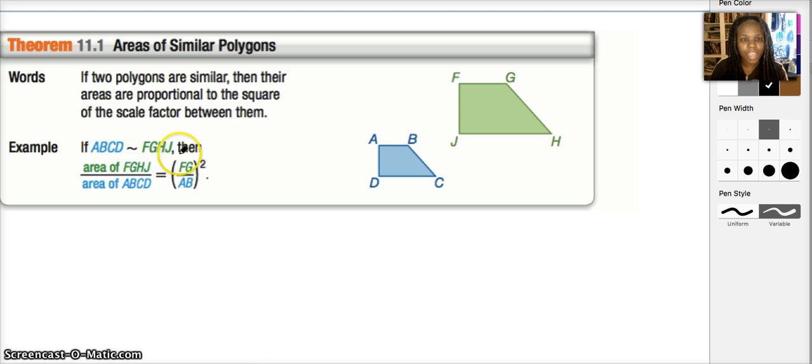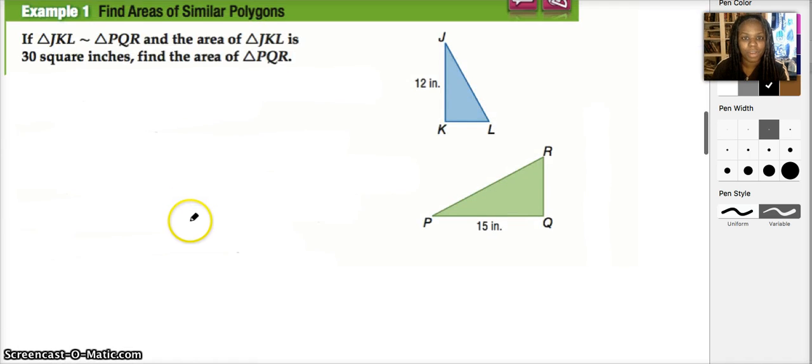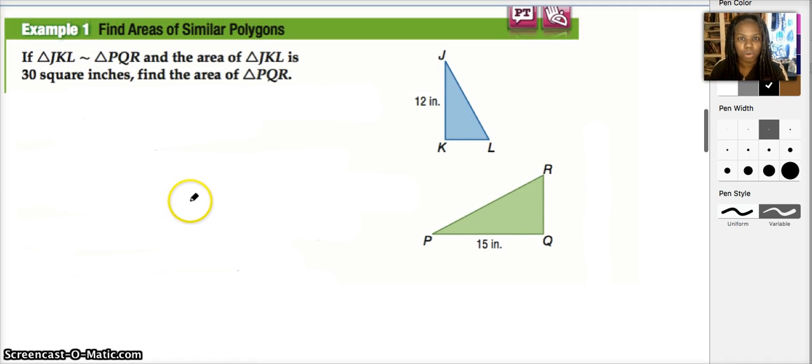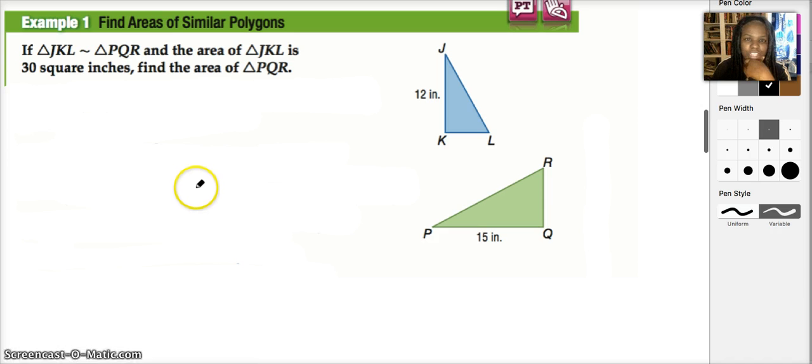And so if we have similar figures, what we know is that the ratio of the area of one figure to the area of the other figure is the square of the ratio of the side lengths of the figures. That's what's happening here in Theorem 11.1. Let's hold on to it in our mind and use that theorem for this next problem.